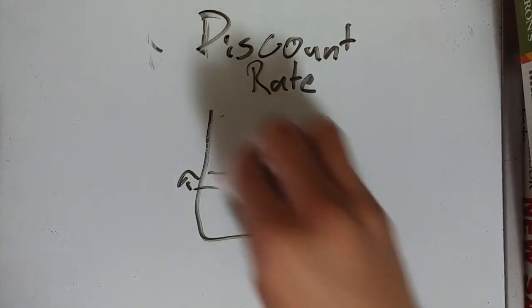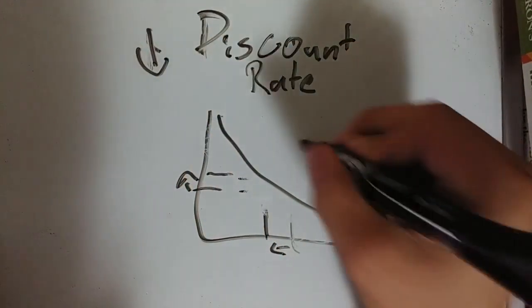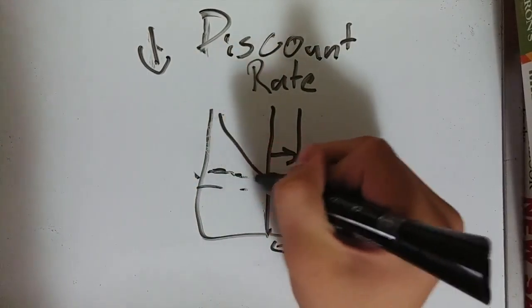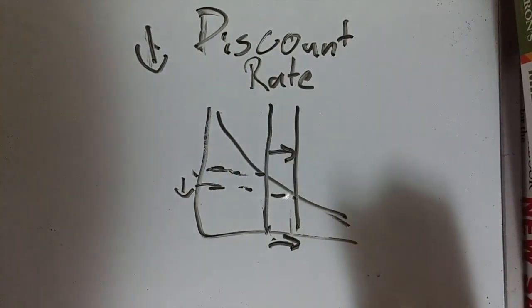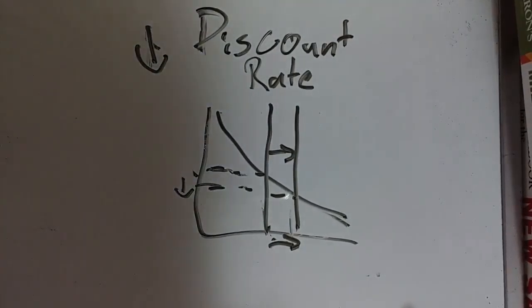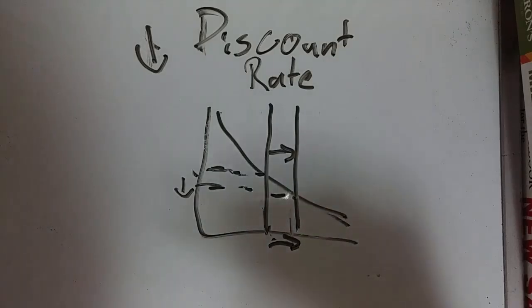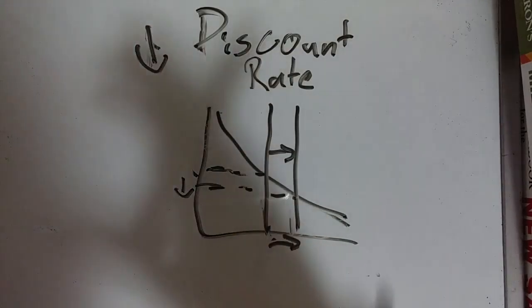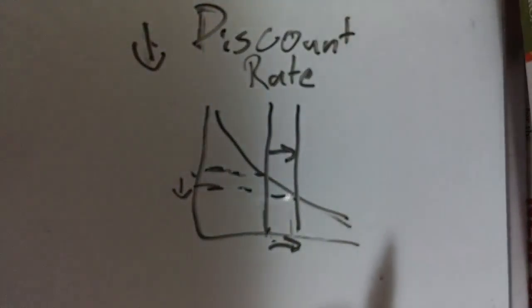And if you were to decrease your discount rate, this shifts to the right, this goes down, this shifts to the right. Same thing, different reason. Discount rate is the amount that the Federal Reserve charges banks for lending. It's the interest rate the Federal Reserve charges banks that borrow money from it. If they decrease that rate, then banks are going to be willing to borrow more money.